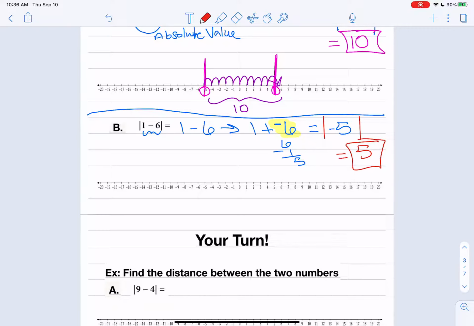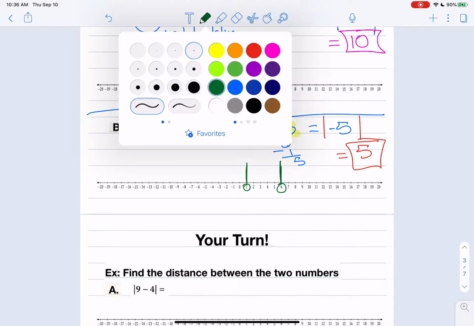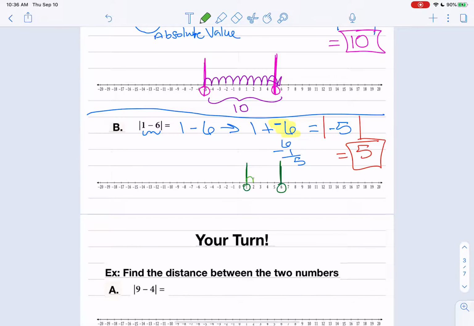Now let's see it on the number line. So on the number line, we have positive 1, and we have 6. We want the distance between the two. So if I count it out, I'm going to have 1, 2, 3, 4, 5. So there are 5 spaces in between. Distance is always positive, so our answer is 5.